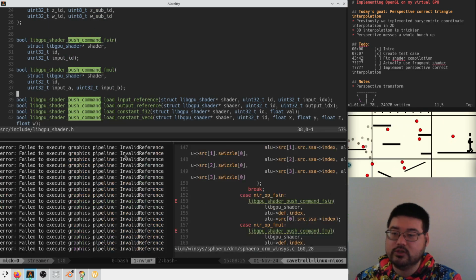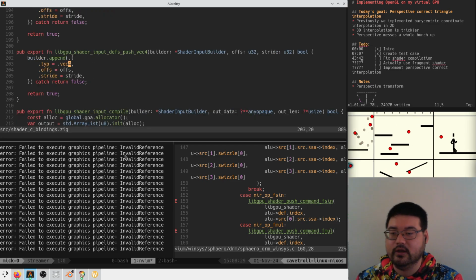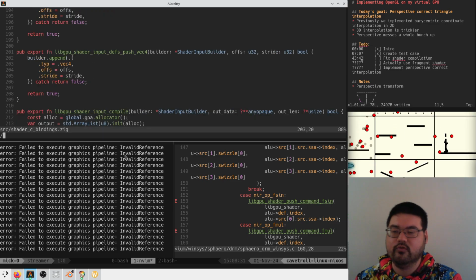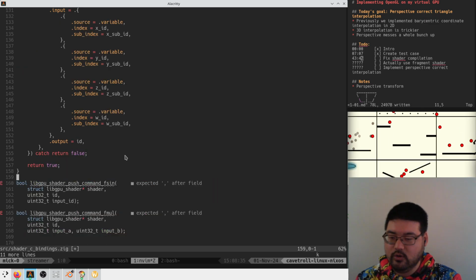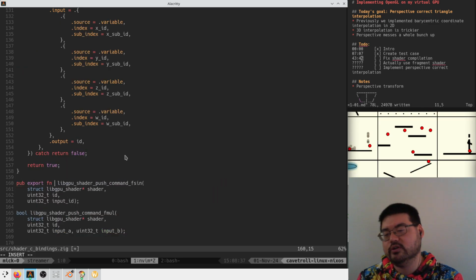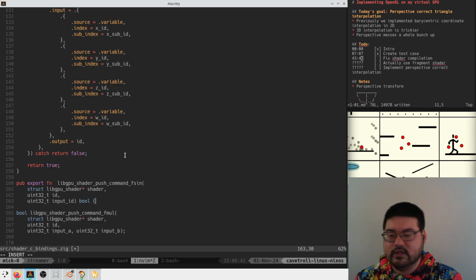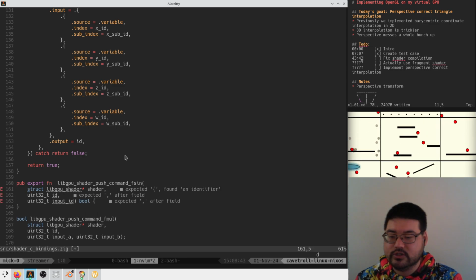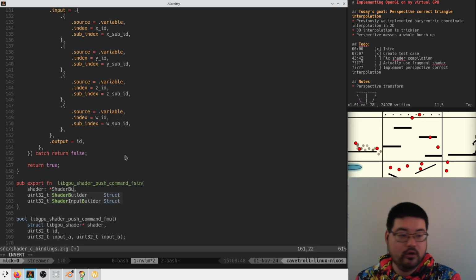So we just slap this here and here. And then we need to implement these functions somewhere. So this is in shader C bindings. We look for our move for, we put this adjacent to that, and we're just going to say, pub export function, this thing, it returns a bool. This thing is going to take in our shader, which I think we have called a shader builder.